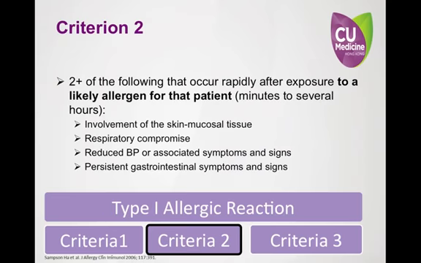The second criteria requires 2 symptoms from the following after exposure to a likely allergen for that patient: involvement of skin mucosal tissue, respiratory compromise, reduced blood pressure or associated signs and symptoms, or persistent gastrointestinal symptoms and signs. Common blood pressure related symptoms would include syncope, hypotonia, incontinence. Common gastrointestinal symptoms would include things like cramps, abdominal pain, or vomiting.